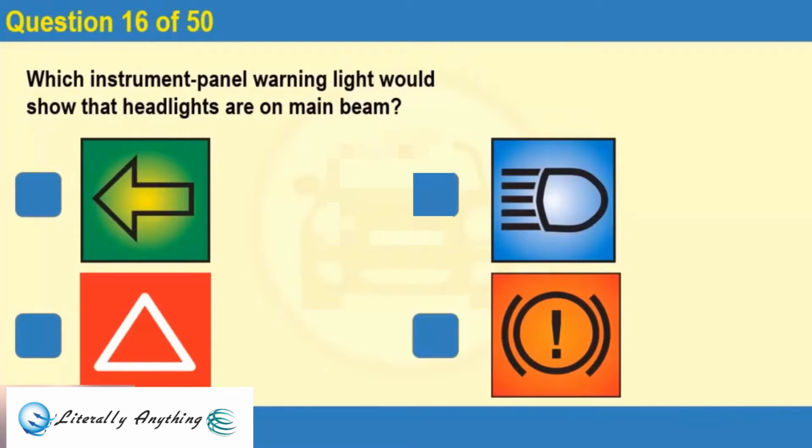Which instrument panel warning light would show that headlights are on main beam? 1. 2. 3. 4.